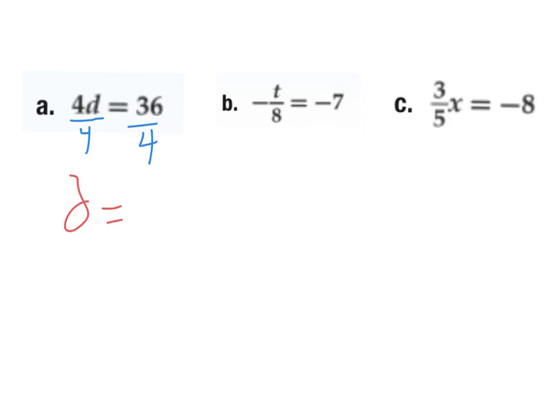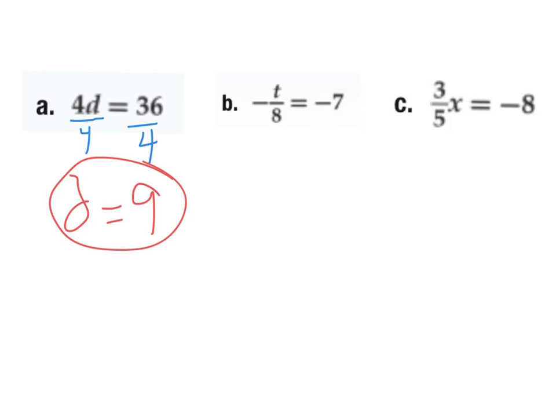36 divided by 4? 9. If I wanted to check this to see if it was right, I would take 9 and substitute it in for D and say, hey, does 4 times 9 equal 36? And you'd be like, yeah, it does. Done. How many had that one? Okay, simple enough.